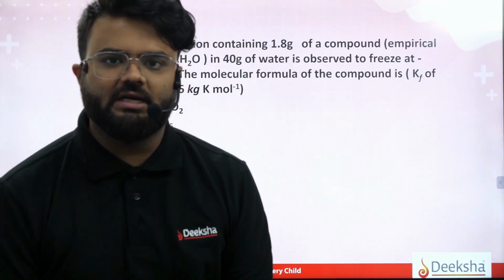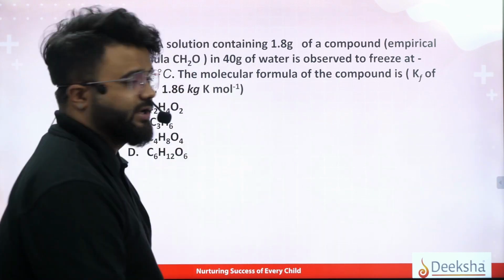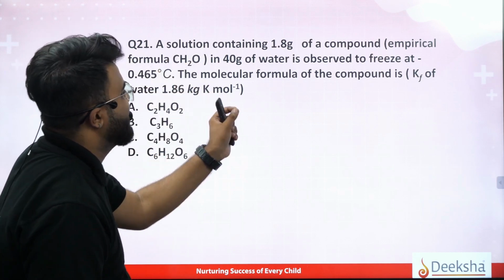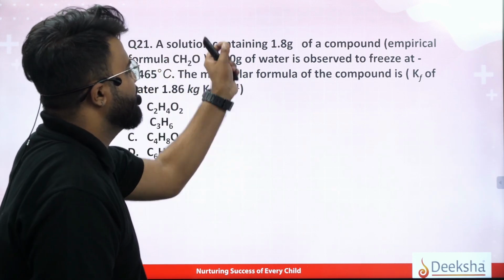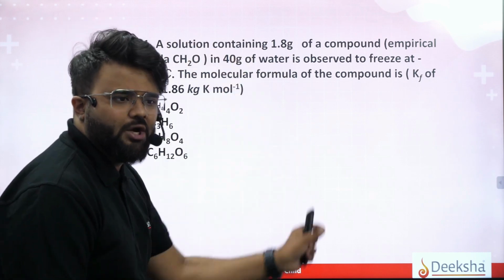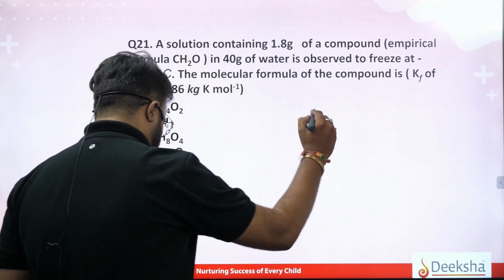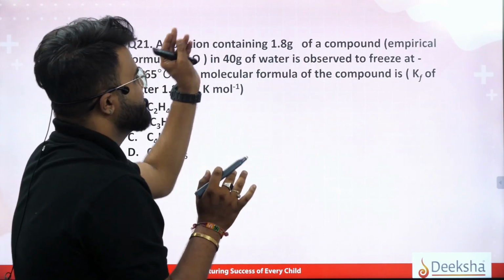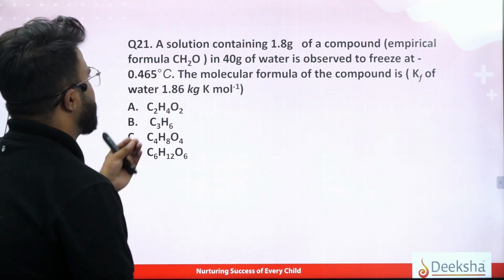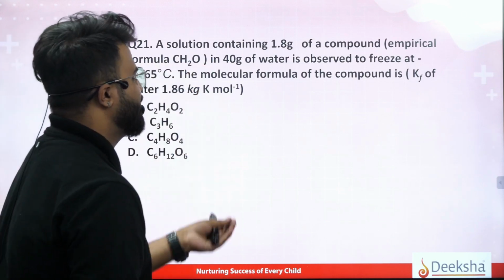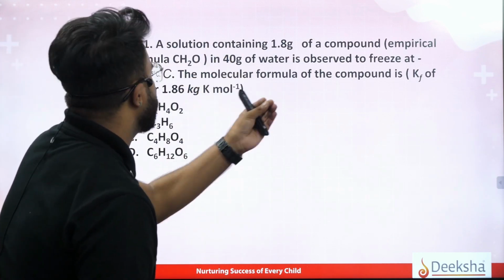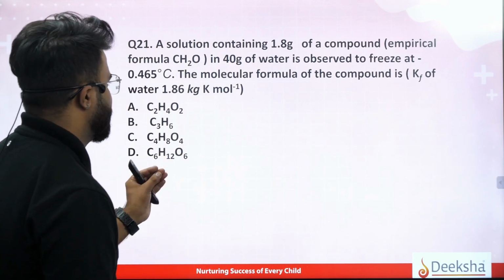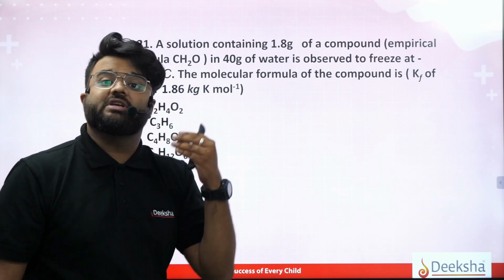First let us see what question number 21 says. So let us read question number 21. Very simple. The solution containing 1.8 gram of compound, that will be your W2, whose empirical formula is CH2O, in 40 gram of water is observed to freeze at 0.465 degrees Celsius. The molecular formula of the compound is dash.